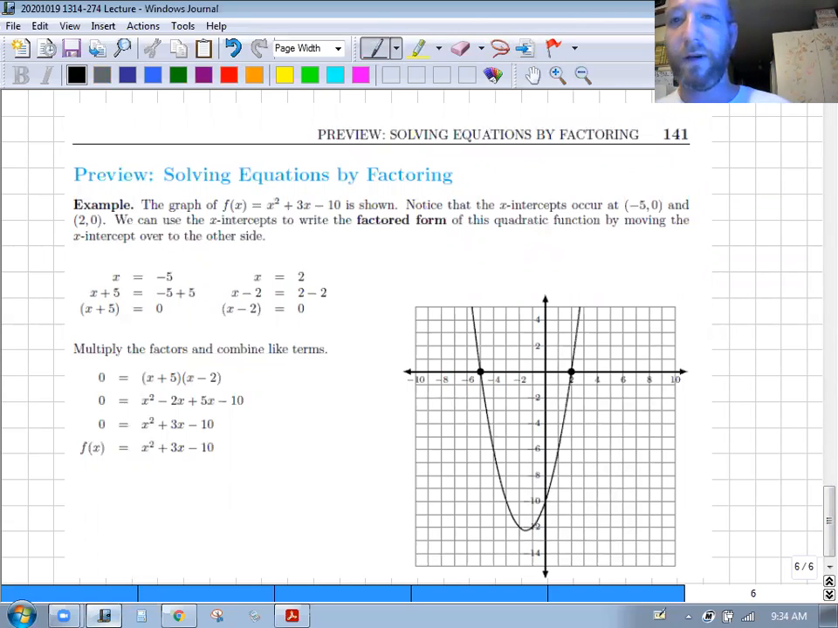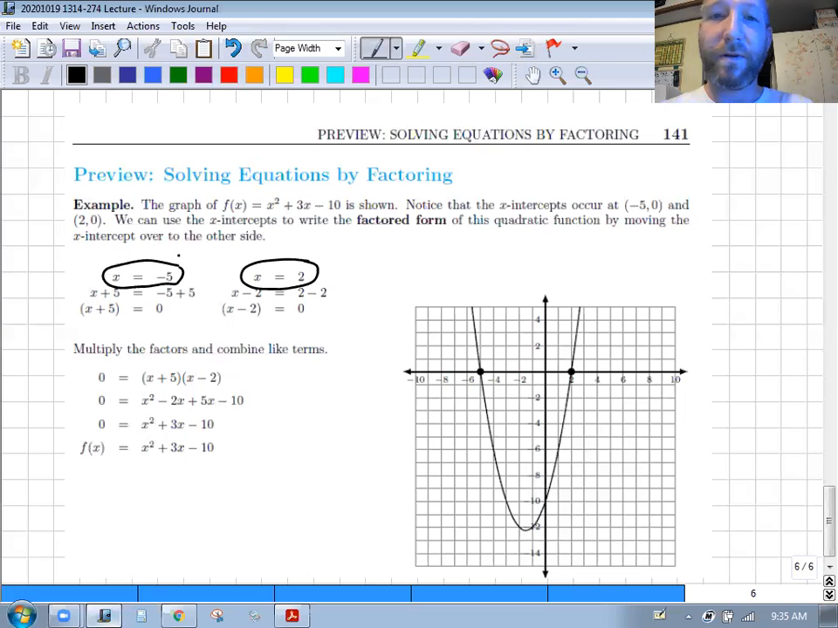So let's see what they have to say here. Solving equations by factoring. So the graph down here is the graph of x squared plus 3x minus 10. Notice that the x-intercepts occur at negative 5, 0 and at 2, 0. We can use the x-intercepts to write the factored form of this quadratic function by moving the x-intercept over to the other side. So you're saying these are our solutions, right? Our intercepts are at x equals minus 5 and x equals 2.